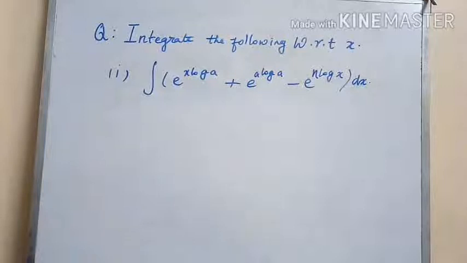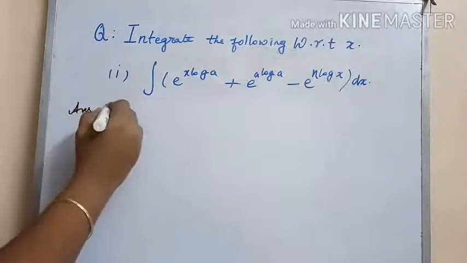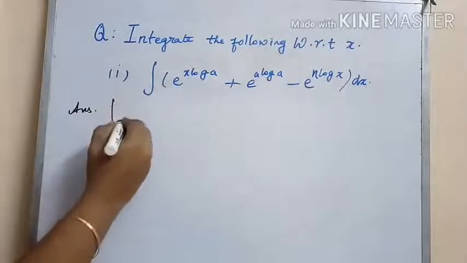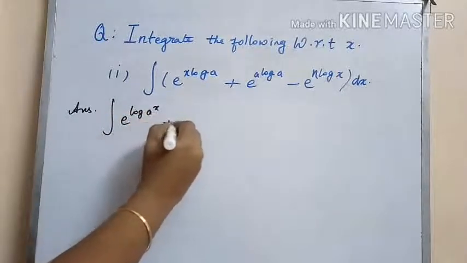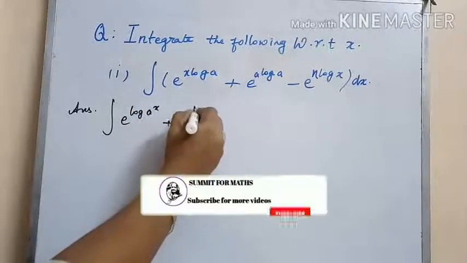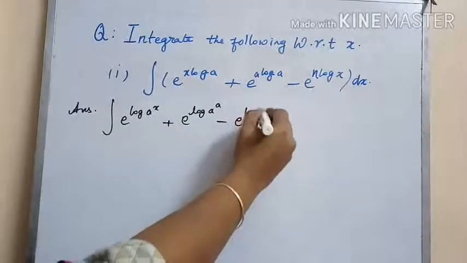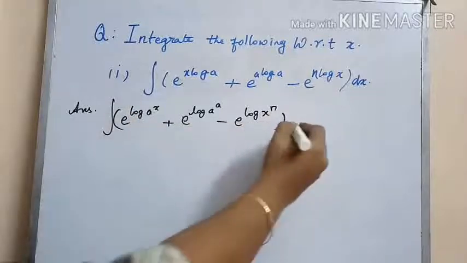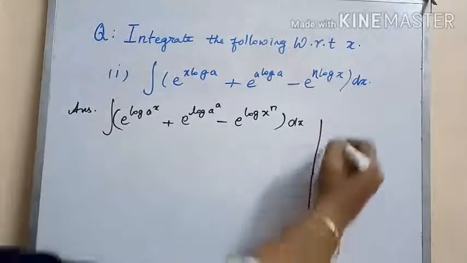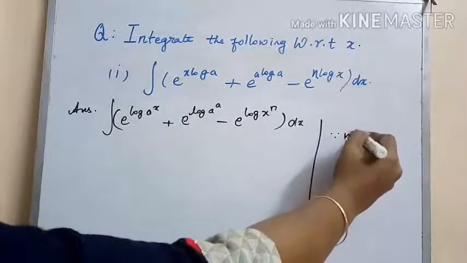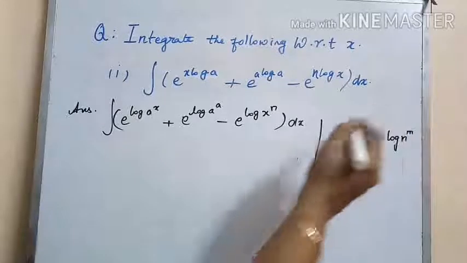Integral of e to the power of x log a plus e to the power of a log a minus e to the power of n log x. So e to the power of x log a can be written as e to the power of log a to the power of x, plus e to the power of log a to the power of a, minus e to the power of log x to the power of n, into dx. Since m log n can be written as log n to the power of m, using this property, we are writing it like this.